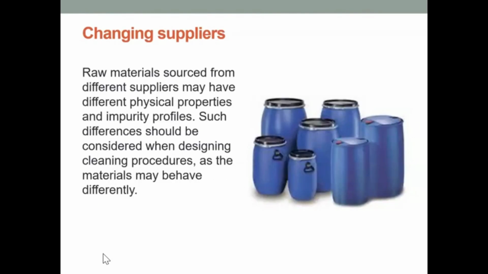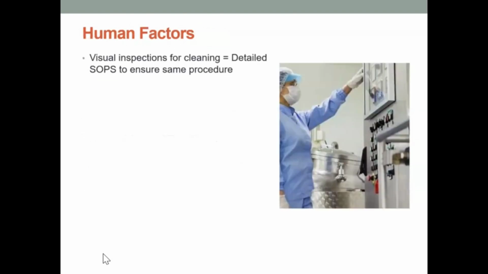Changing suppliers. So raw materials are sourced from different suppliers occasionally, and they may have different physical properties and impurity profiles depending on where they have been purchased from. Such differences should be considered when you're designing your cleaning procedures, as the materials may behave slightly differently, and that should be captured in your change control if you're changing materials.